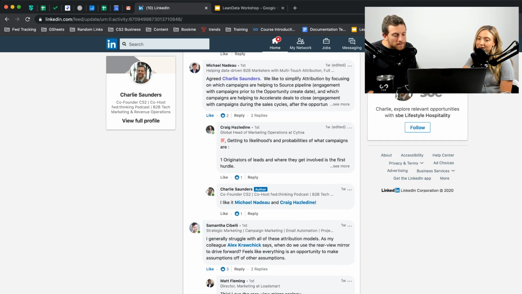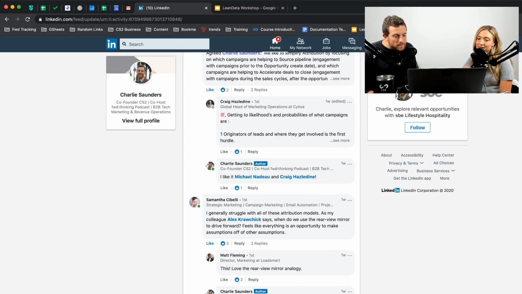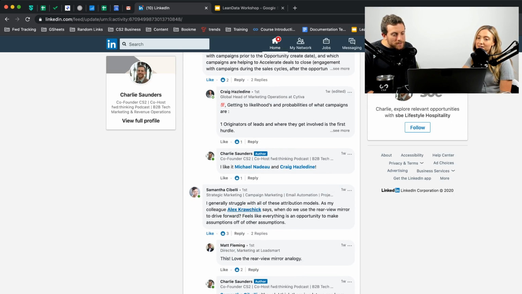What about this one? Another analogy. I generally struggle with all of these attribution models. This is Samantha Sabelli. As my colleague Alex Krawczyk says, when do we use the rear view mirror to drive forward? Feels like everything is an opportunity to make assumptions off other assumptions.